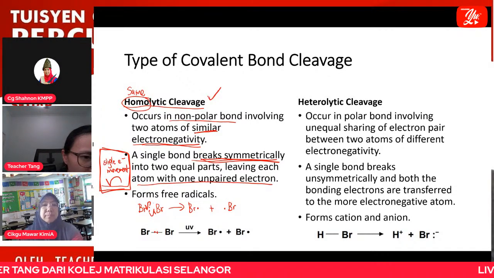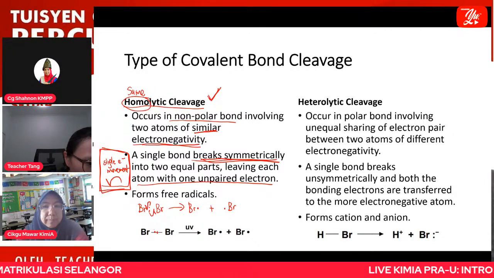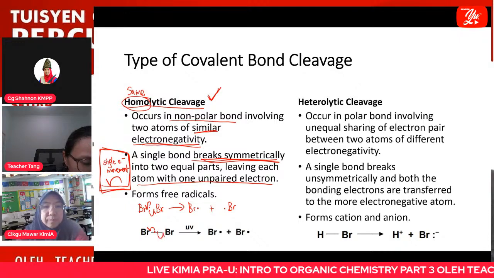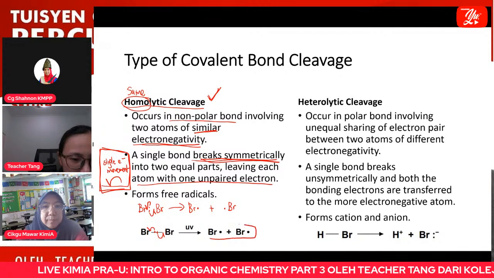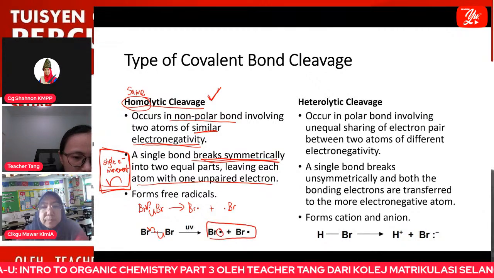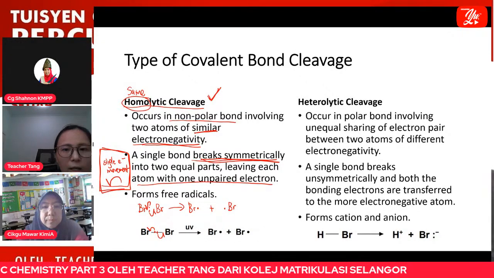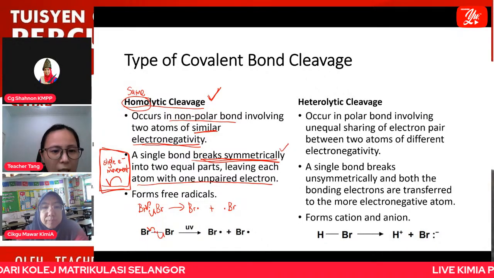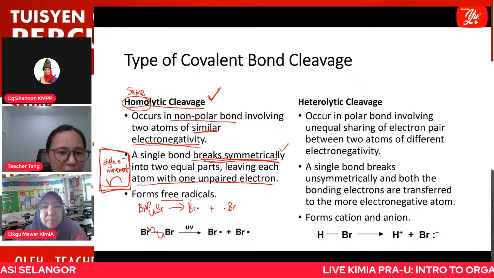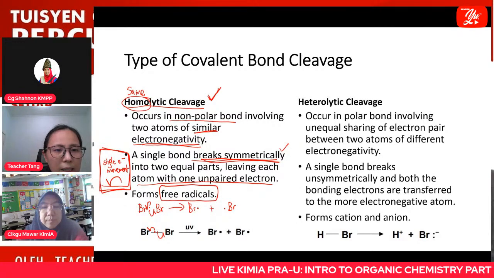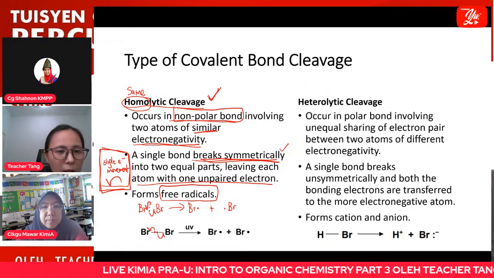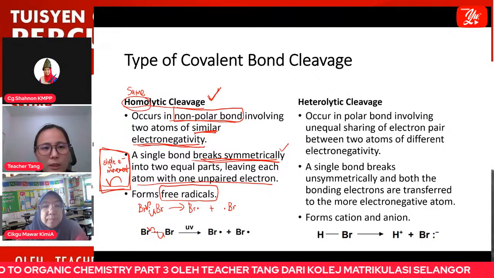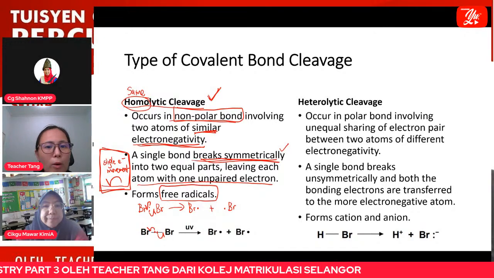And then when the bond breaks by homolytic cleavage, each electron will go to each atom, like this, to give us free radicals with unpaired electrons. So homolytic cleavage, symmetrical bond breaking, giving us free radicals, occurs in non-polar bonds, where the two atoms have similar electronegativity. So this is the first type of covalent bond cleavage.